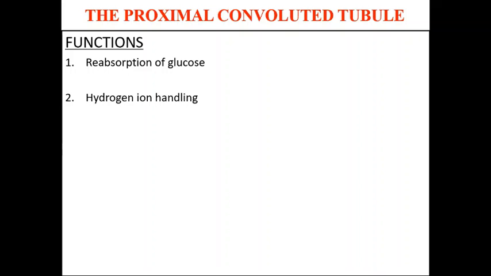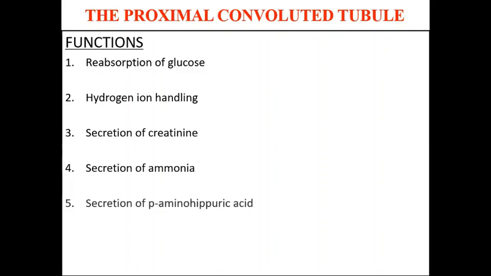So, just to add, the proximal convoluted tubule is also involved in hydrogen ion handling. Hence, it plays a major role in acid-base balance as well. It's also responsible for secretion of creatinine. So creatinine secretion is taking place within the proximal convoluted tubule, as well as secretion of ammonia and para-aminohippuric acid.